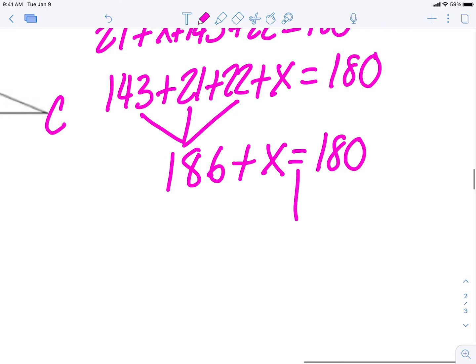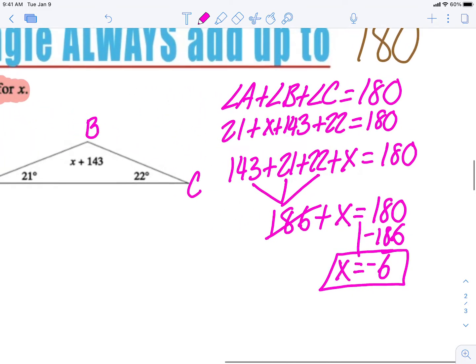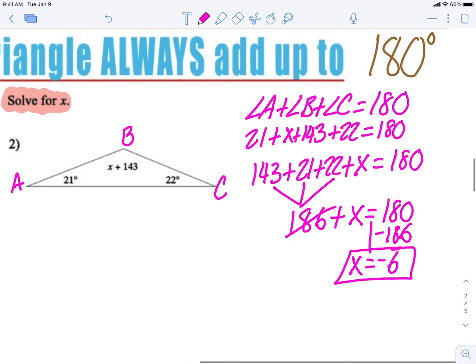And to solve for x, I have to move 186 over as negative 186. And I get x is equal to 186 and 180 are not the same sign, so that means I have to subtract. 186 minus 180 is 6. And it's a negative because 186 is bigger and 186 is a negative. And there you go. I have done exactly what the question asked for. I solved for x. Look at that. All with the root idea that three angles added together in a triangle add up to 180 degrees, right?